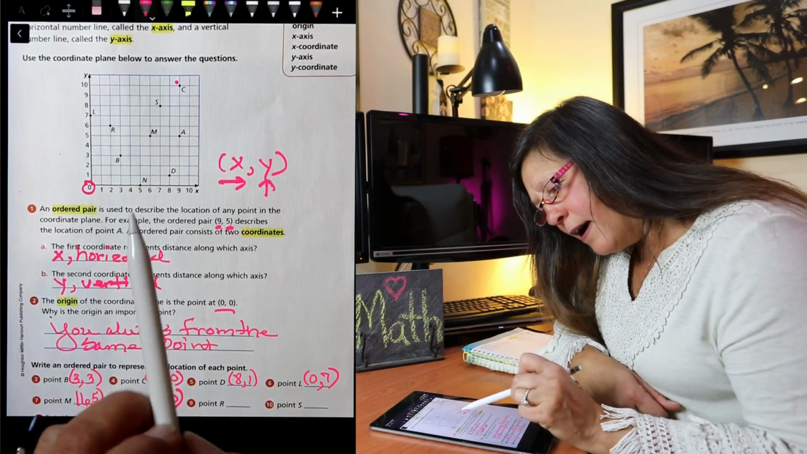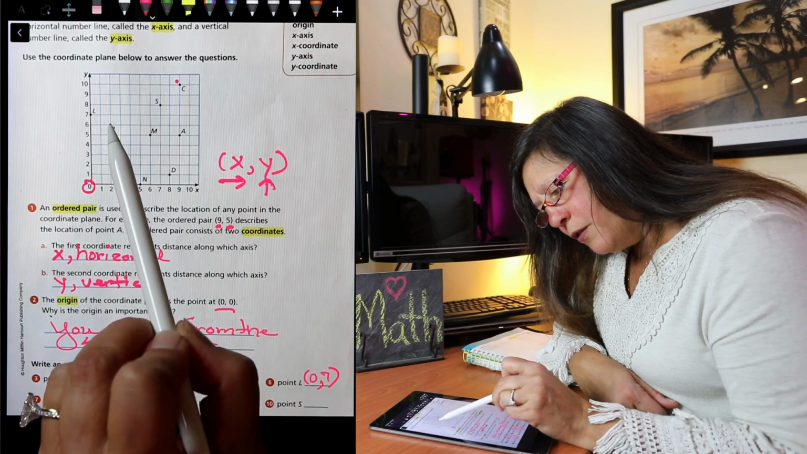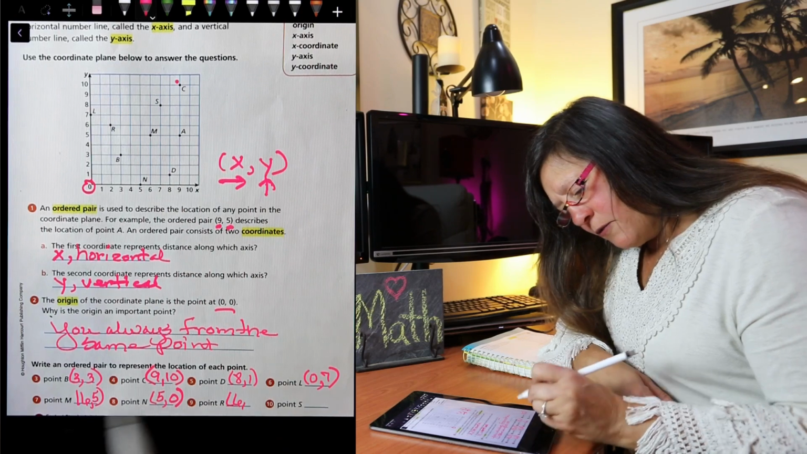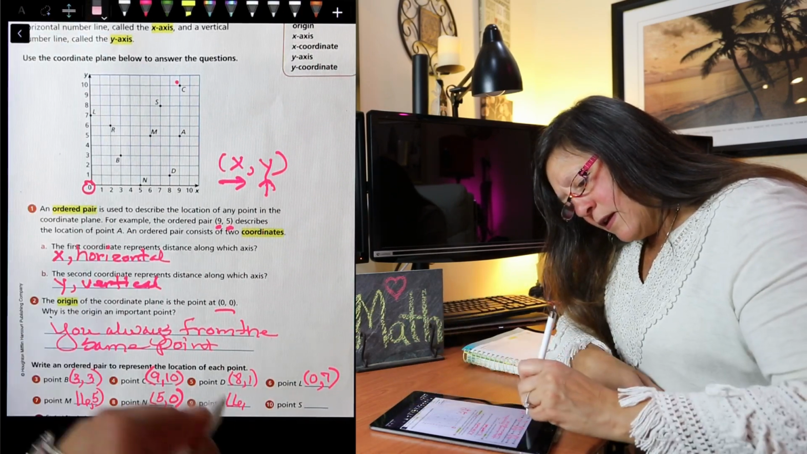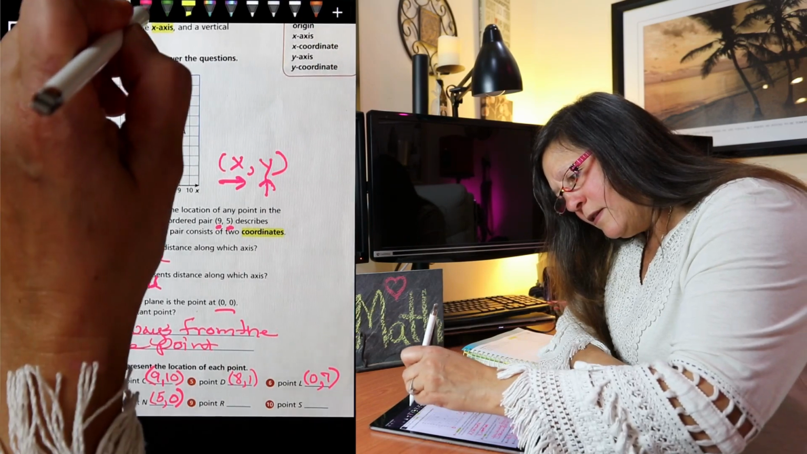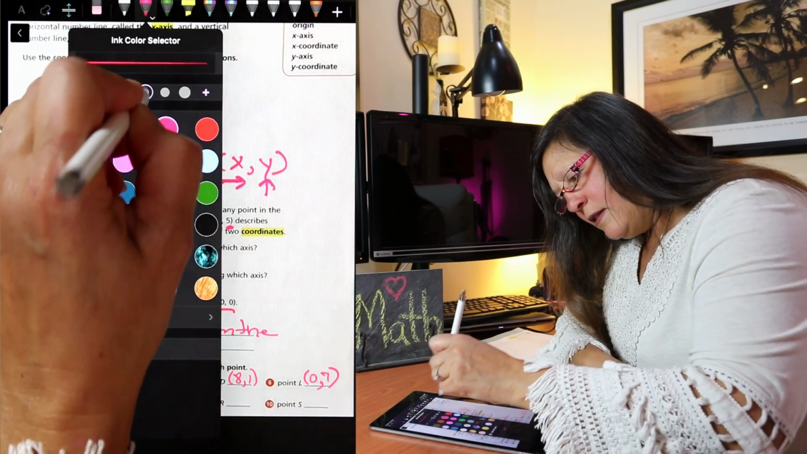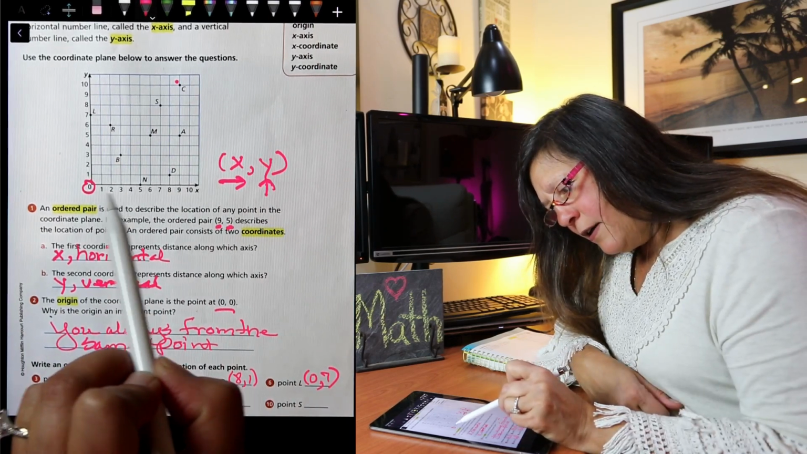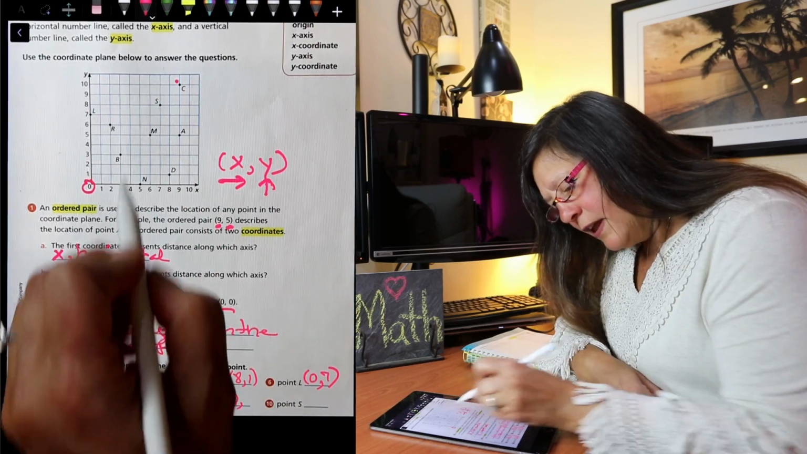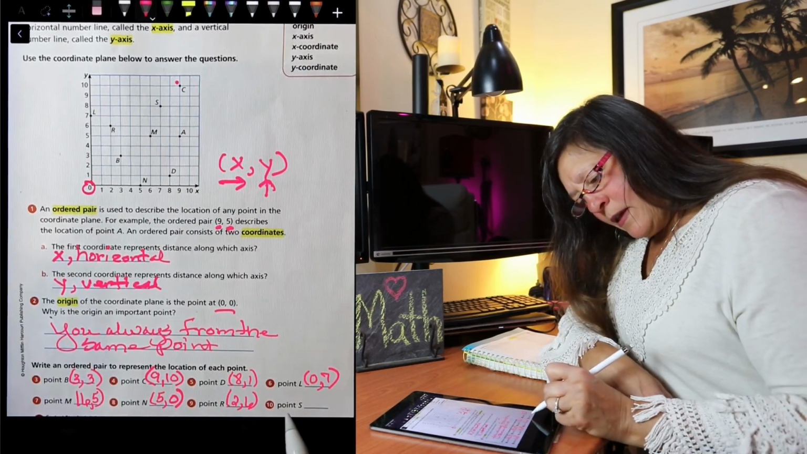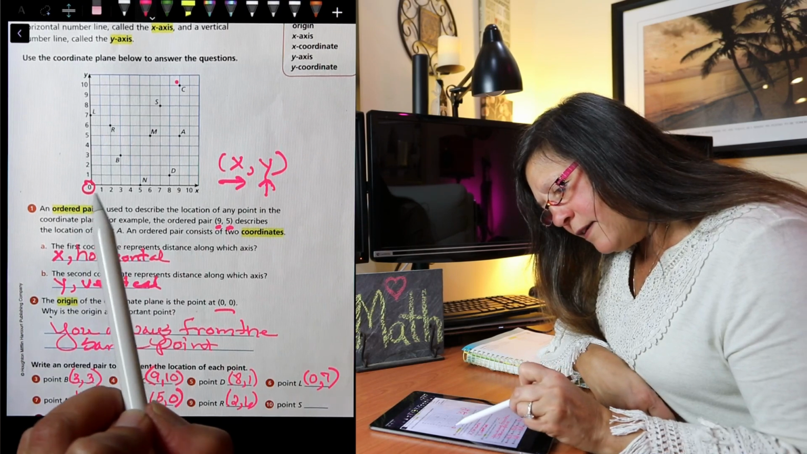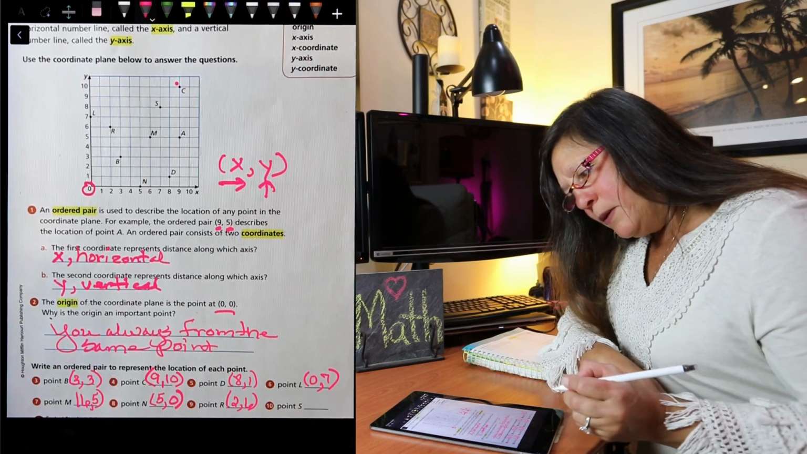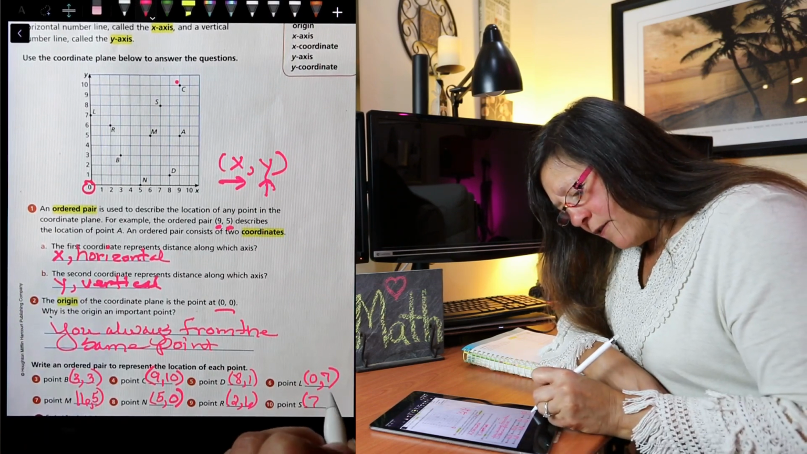Number 9, point R. Here's R here, over 2 and up 6. Oops, sorry. It said one way and then I wrote the opposite. Okay, so again, R is over 2 and then up 6, 2, 6. And point S, our X is going to be over 7, Y coordinate would be up 8, 7, 8.